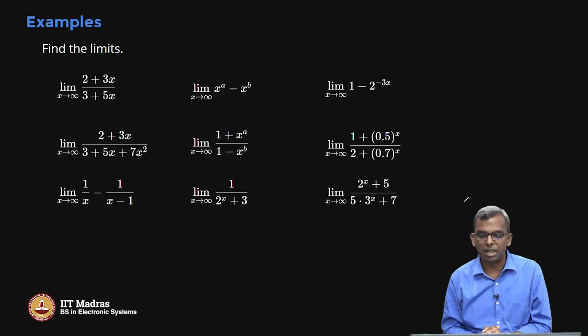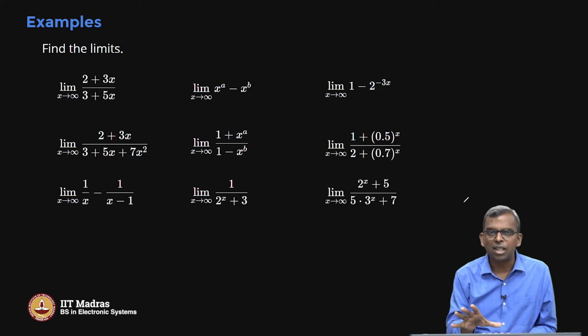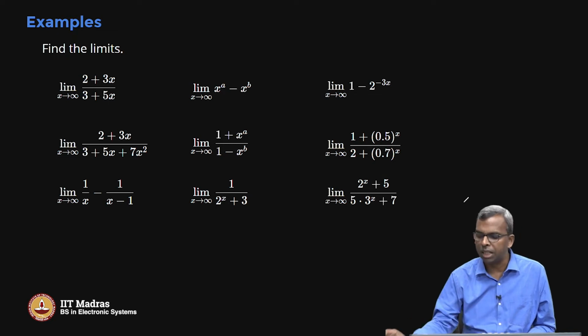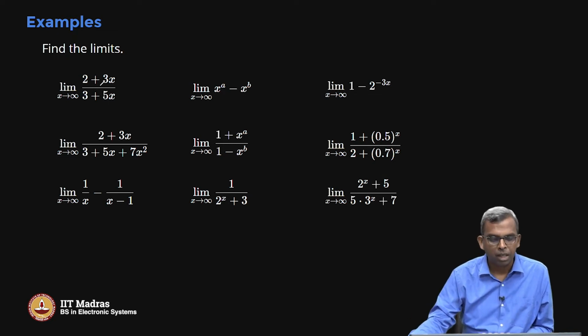Let us go ahead, find limits. These are very reminiscent of sequence examples we saw before. You can go back and look at the sequence examples we saw, very similar. I am doing something similar here. Let us start with some simple ones. Here is x tending to infinity, 2 plus 3x over 3 plus 5x. Okay. So, it is going to infinity by infinity type thing if you just substitute, but you should not do that. What should you do here?